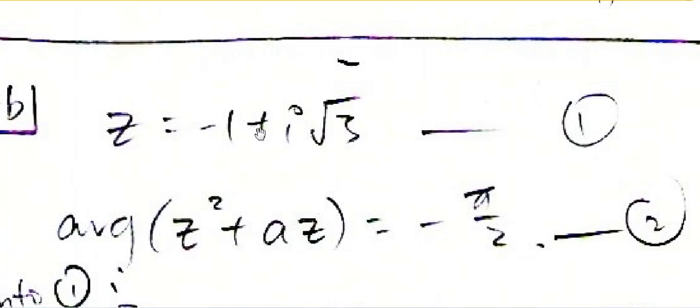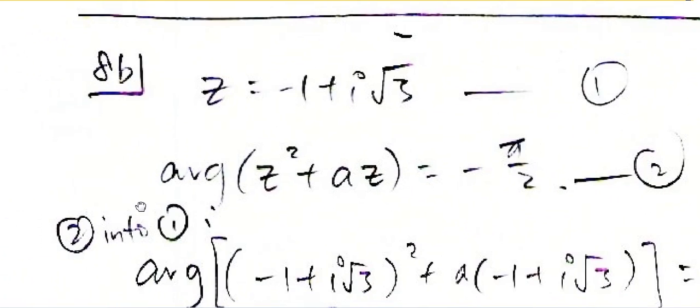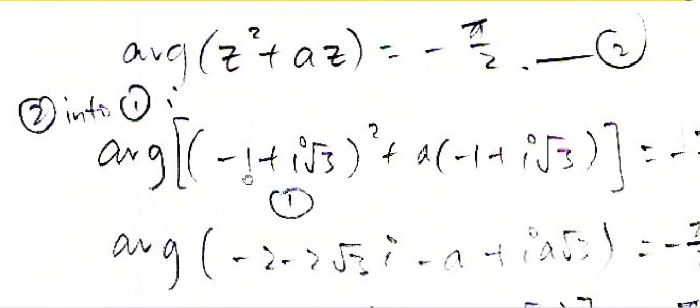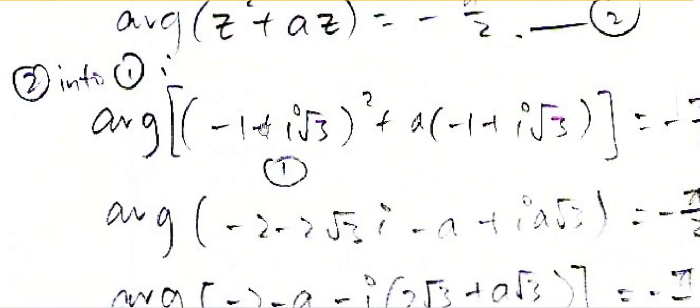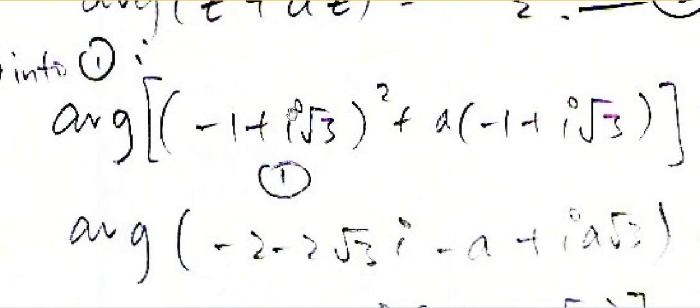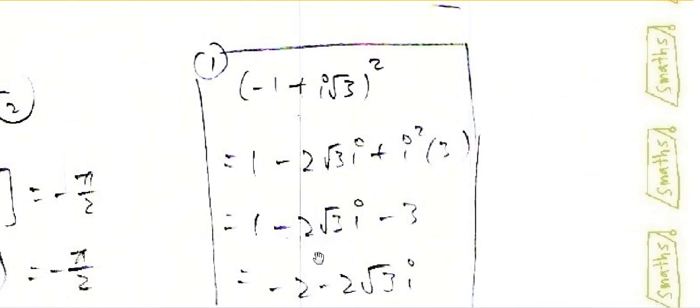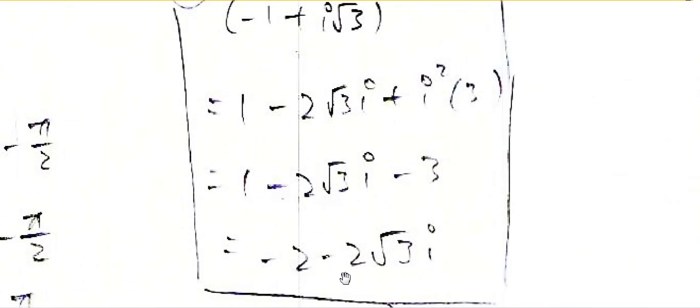Okay, we are given two equations: z equals minus 1 plus i root 3, that's equation 1, and argument of z squared plus az equals negative pi over 2, that's equation number 2. So naturally, we want to sub 2 into 1. So I'll get this step. Negative 1 plus i root 3 to the power of 2 would actually give me this. This is how I found negative 2 minus 2 root 3.